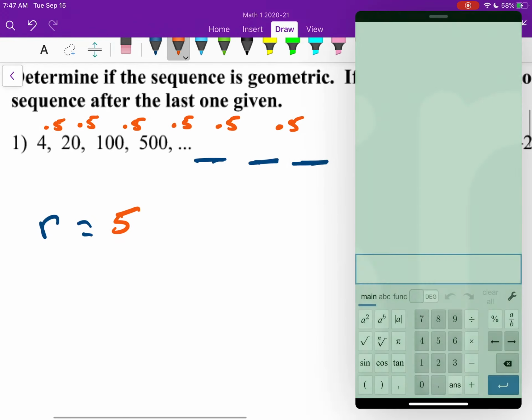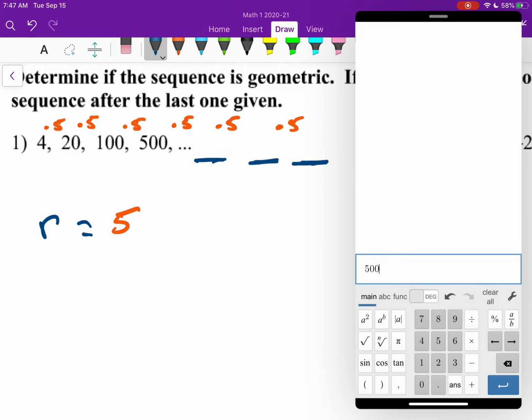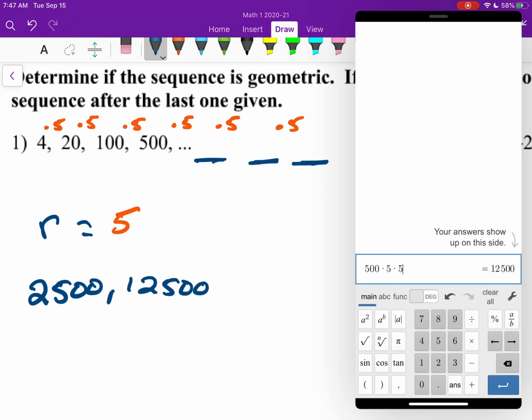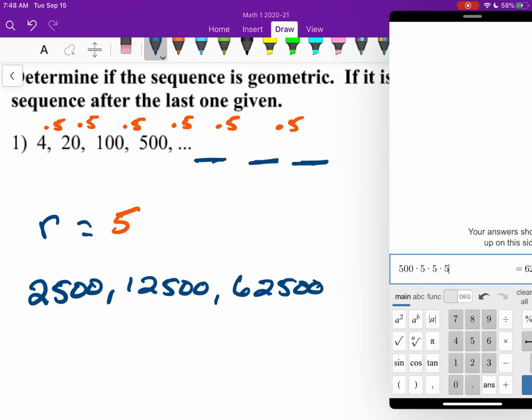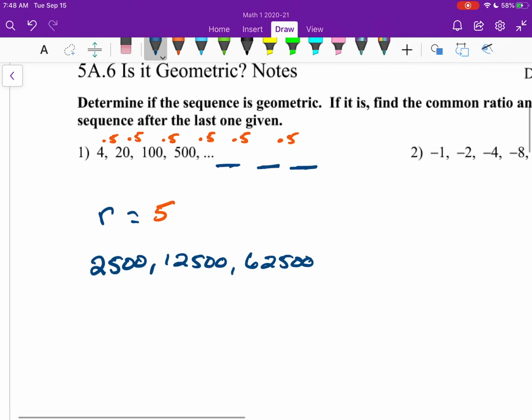So we'll have 500 times 5. Well, that's 2,500. Then we multiply by 5 again, we get 12,500. Multiply by 5 another time, and we get 62,500. So there we are. We have R, our common ratio, and we have our next three terms.